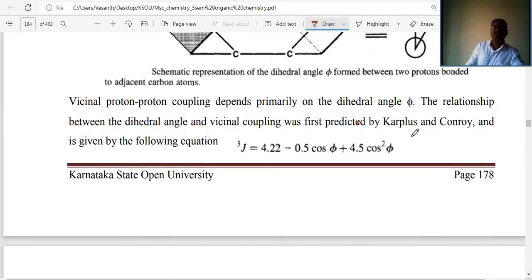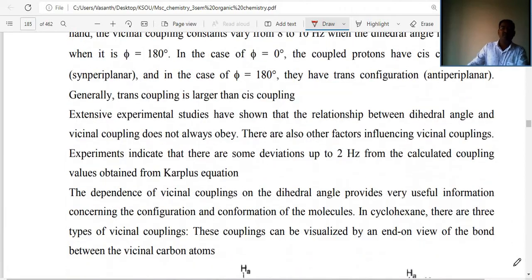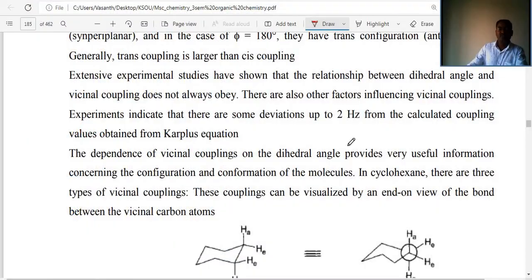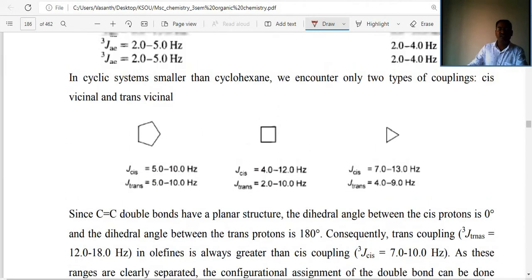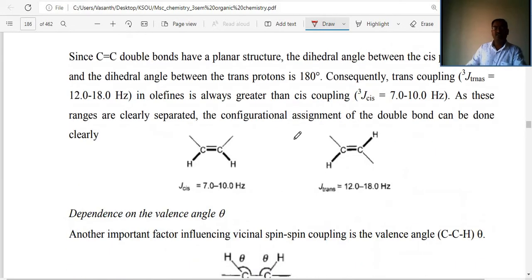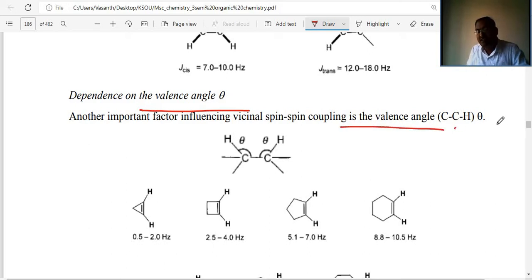What is that Karplus equation? This is J = 4.22 - 0.5 cos θ + 4.5 cos 2θ. By using this formula, we are going to calculate that. These are relevant for some applications of NMR dependent on the valence angle θ. Another important factor influencing the vicinal spin-spin coupling is the valence angle CCH, θ.